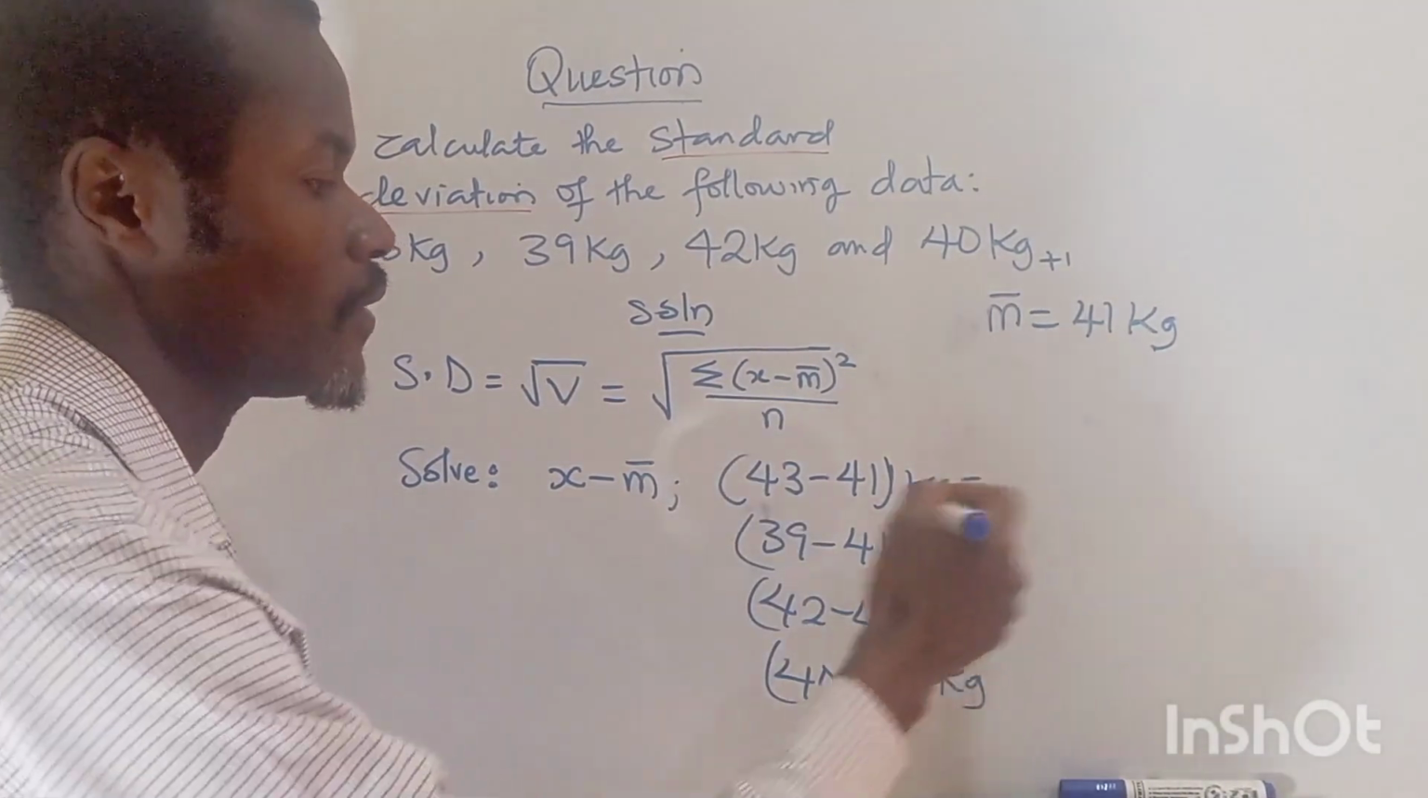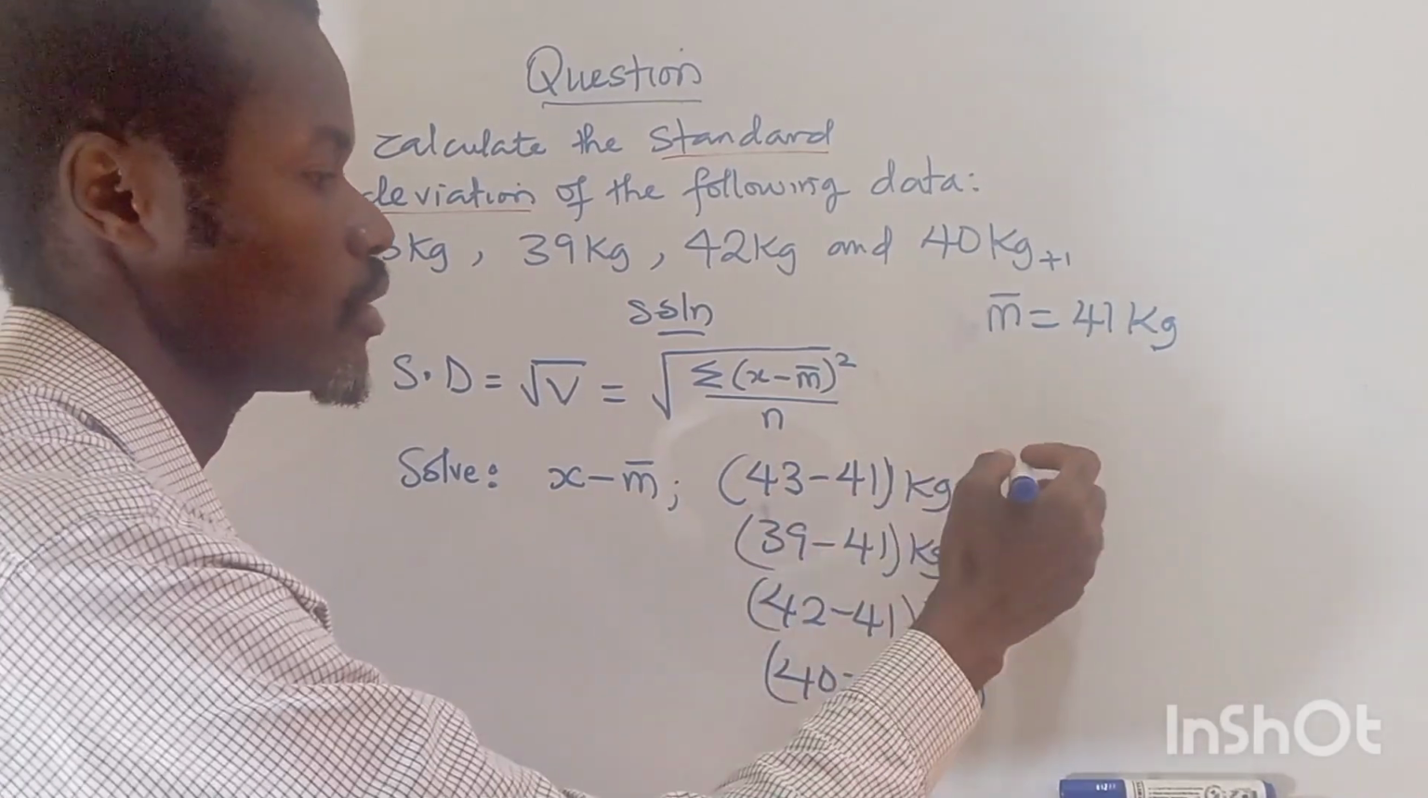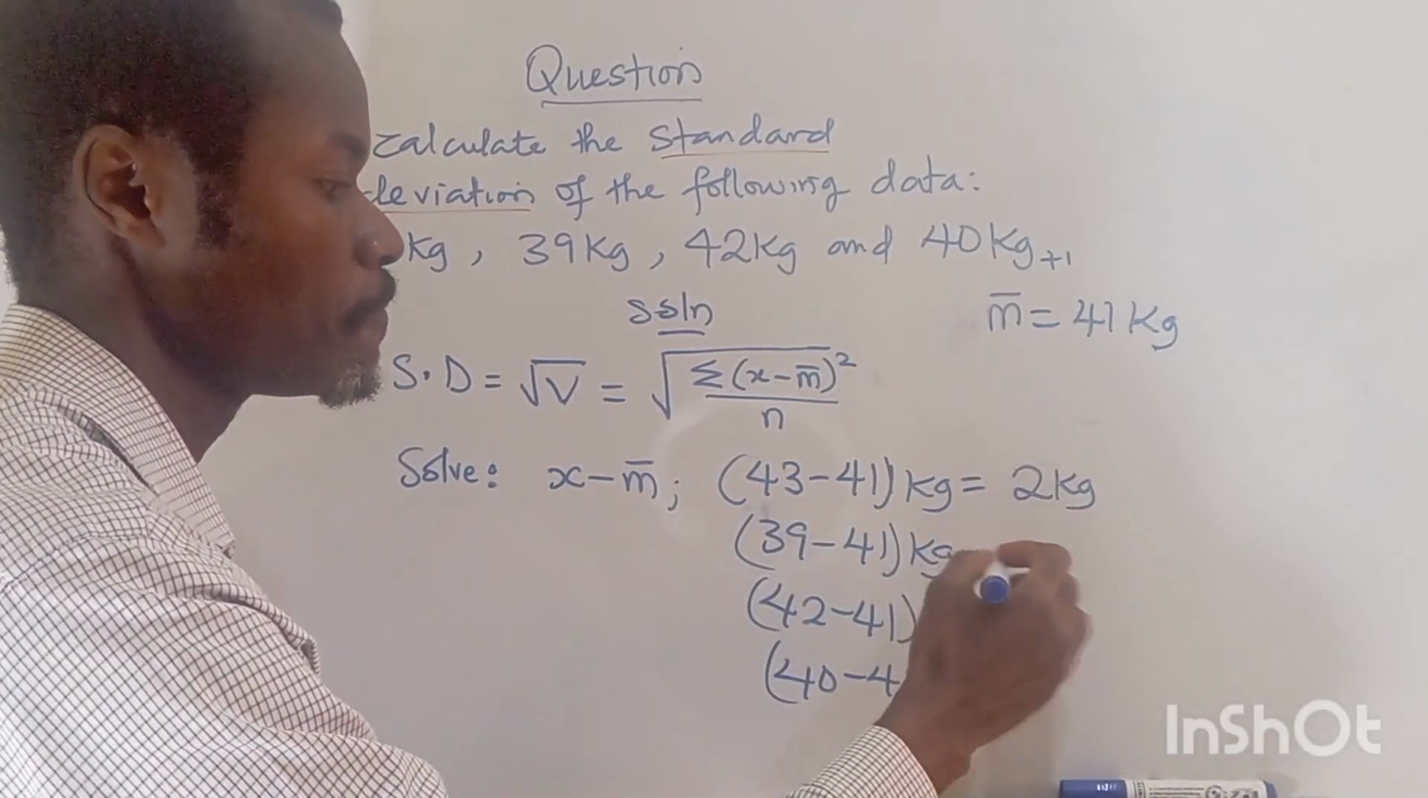Now let's see what that gives us. 43 minus 41 is going to give us 2 kg.